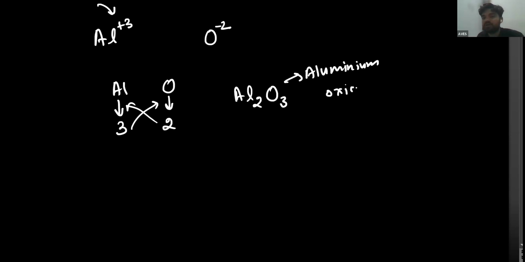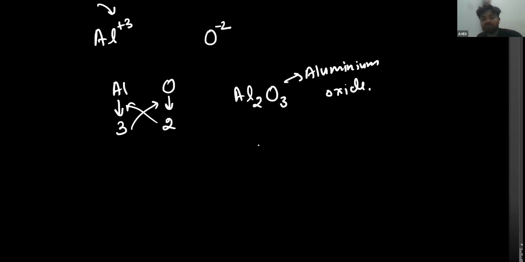For example, if aluminium has +3 valency and oxygen has -2 valency, we can write the formula. What should be the formula of aluminium and oxygen when combined together? Aluminium has +3 valency, so you write 3 here. Oxygen has -2 valency, so you write 2 here. Don't write plus and minus. Now cross, and you will get Al2O3. Al2O3 will be the formula of aluminium oxide. Okay, dear students.